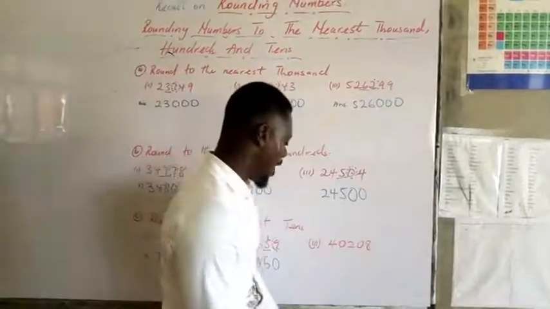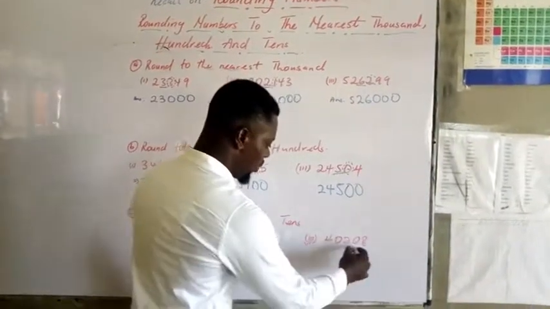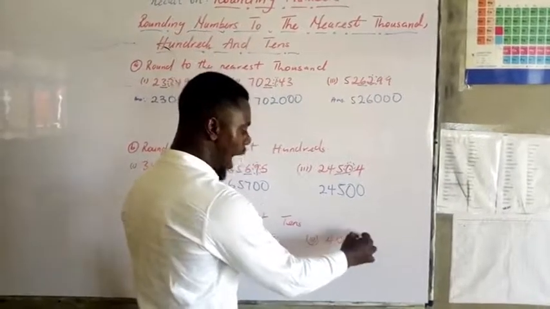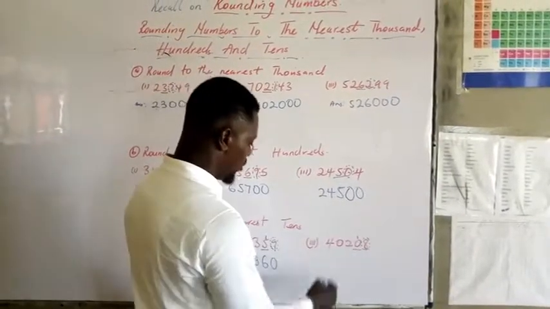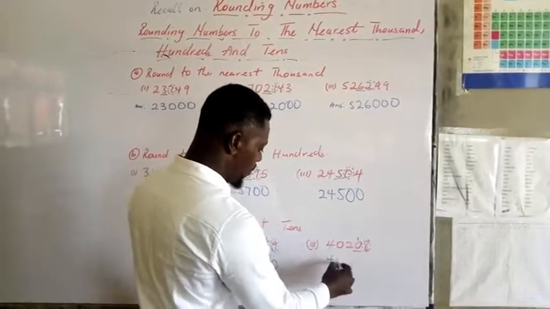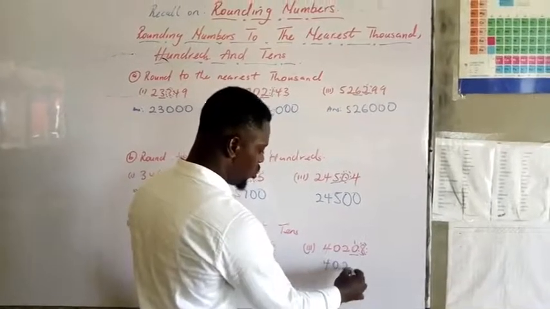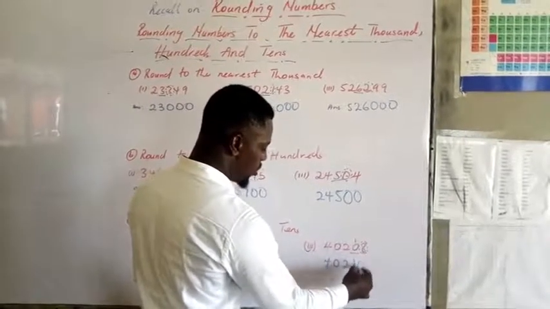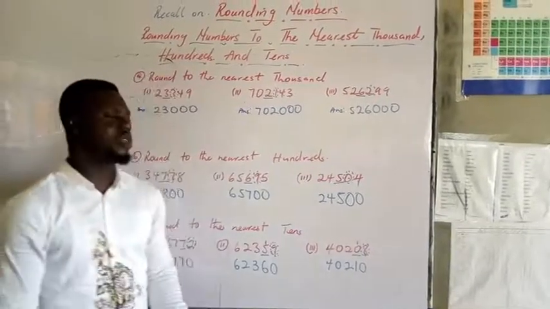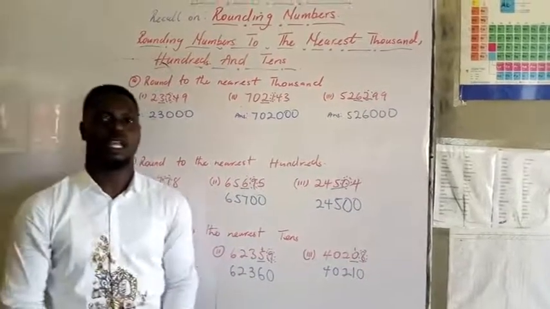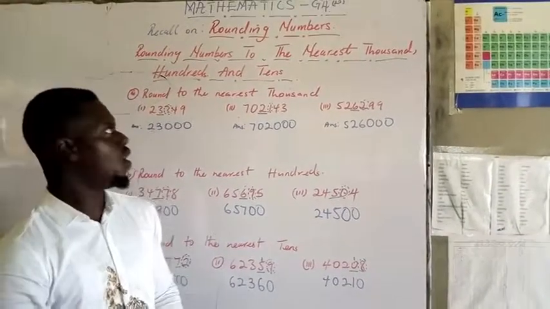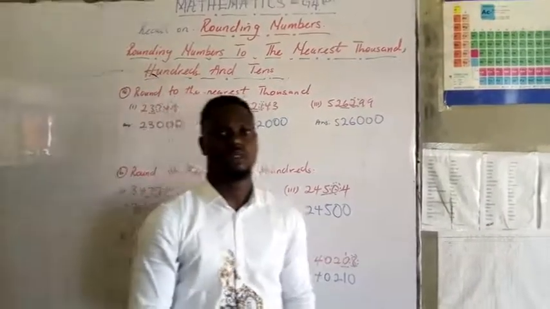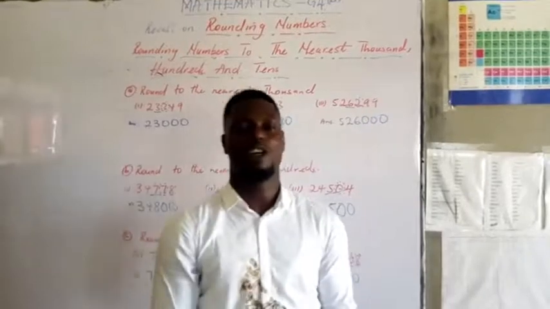Last part of it and we are done for today. We identify the tens place, check the digit behind, it is 8. So we'll add 1 to the 0. So our answer will be 4, 0, 2, 1. Because we have added a 1 to this one and the 8 will change to 0. This brings us to the end of today's lesson and at the same time the end of our indicator, rounding of numbers.